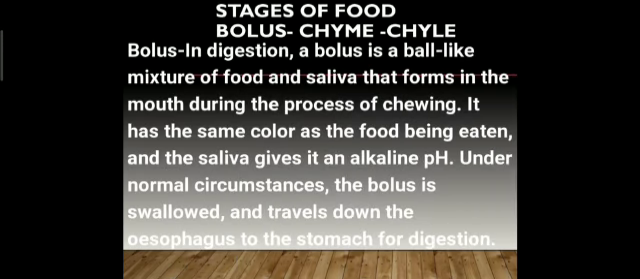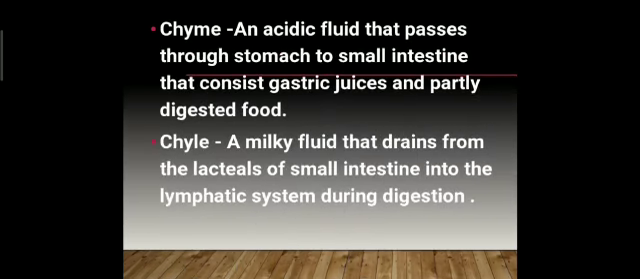Stages of food. These are the most important terms: bolus, chyme, and chyle. Bolus: the food passing from the mouth till the stomach is called bolus. In digestion, bolus is a ball-like mixture of food and saliva that forms in the mouth during the process of chewing. It is the same color as the food being eaten, and the saliva gives it an alkaline pH under normal circumstances. The bolus is swallowed and travels down the esophagus to the stomach for digestion.